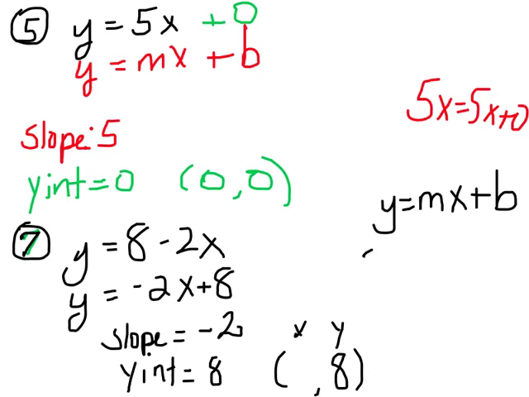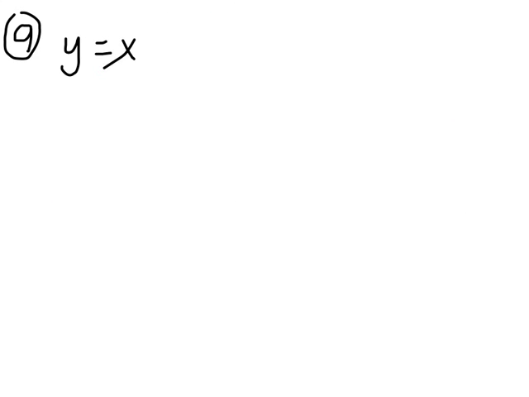How do you find a y-intercept? You set x equal to 0, okay? So do we have to write... Okay, I want this in y equal mx plus b form, right? Is it in that form?